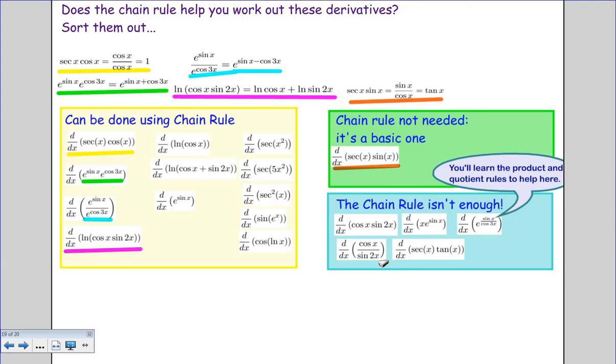So we use chain rule for composite functions, functions of functions, and we need new rules for other ones, and you'll learn those next. Well done, and that's it for today.